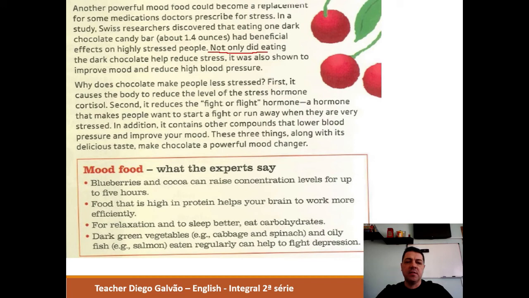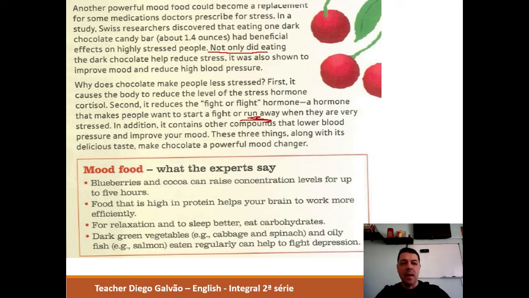Why does chocolate make people less stressed? First, it causes the body to reduce the level of the stress hormone cortisol. Second, it reduces the fight or flight hormone, a hormone that makes people want to start a fight or run away. Run away, phrasal verb, it means escape, when they're very stressed. In addition, it contains other compounds that lower blood pressure and improve your mood. These three things, along with its delicious taste, make chocolate a powerful mood changer.